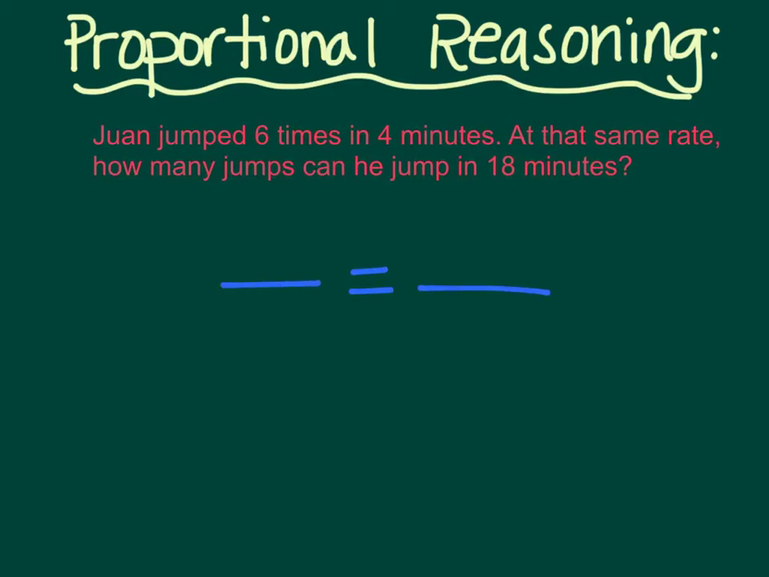Okay, so I'm going to kind of write down what I know. He jumped 6 times in 4 minutes. I'm just going to put a little m by the 4, so I know that was the minutes. I'll just put a little j by the 6, so I know that was the jumps. Okay, then it says at that same rate, how many jumps can he do in 18 minutes? Well, that 18 minutes needs to go across from the 4 minutes, so I'll put my 18 minutes right here. And I don't know how many jumps, so I'll put an X there.